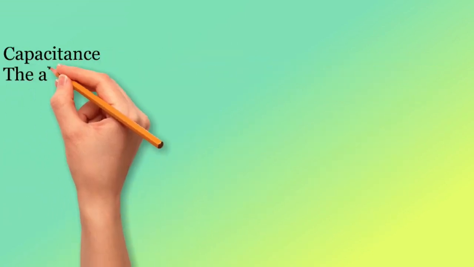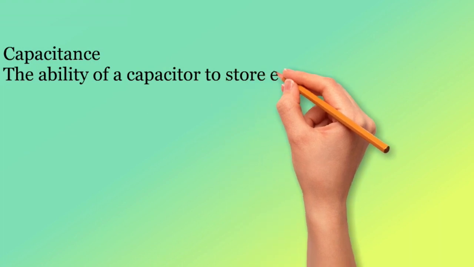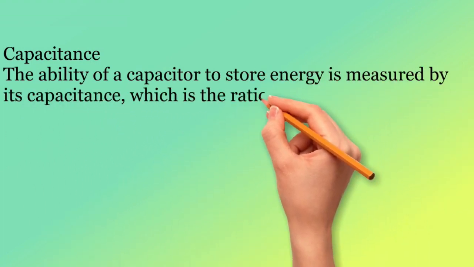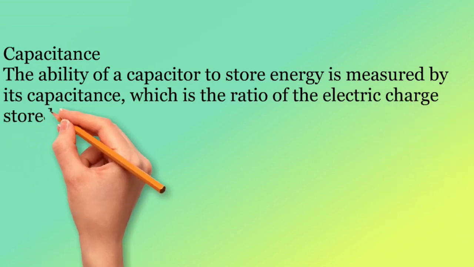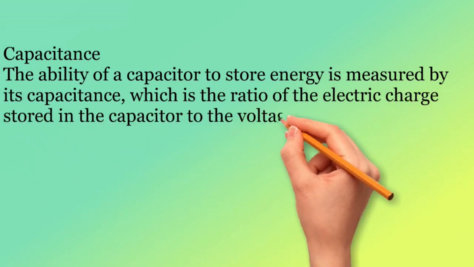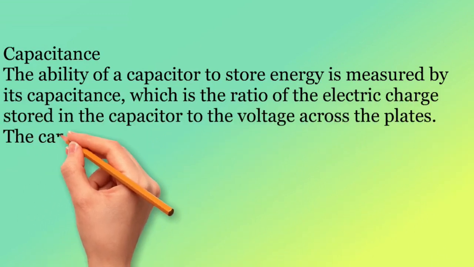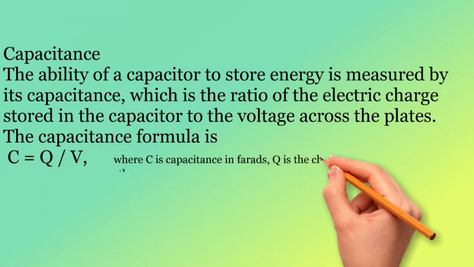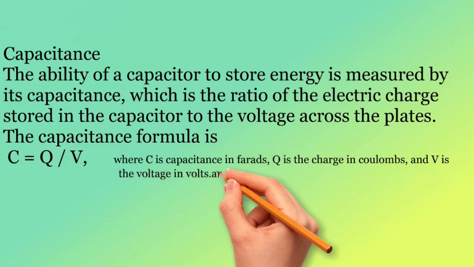The ability of a capacitor to store energy is measured by its capacitance, which is the ratio of the electric charge stored in the capacitor to the voltage across the plates. The capacitance formula is C equals Q by V, where C is capacitance in farads, Q is the charge in coulombs, and V is the voltage in volts.